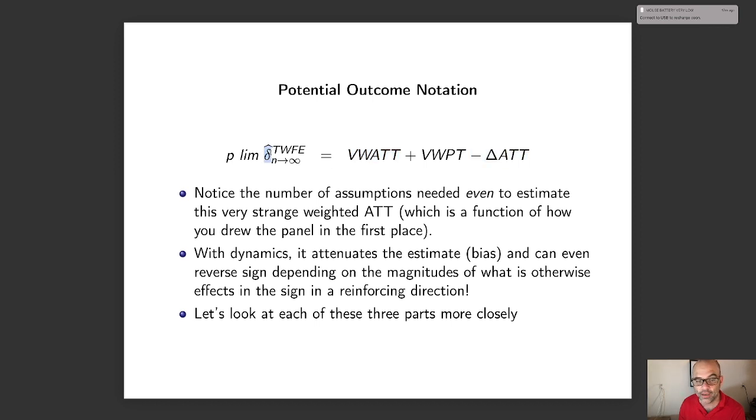This number would equal 5. But what if you had this? What if you had a 5 on the variance weighted ATT, parallel trends were 0, and you had these really steep dynamics equal to 10, right? Positive number. Two-way fixed effects would be 5 minus 10, which is negative 5. See, that's the thing about two-way fixed effects. It does not have a no sign flip property.